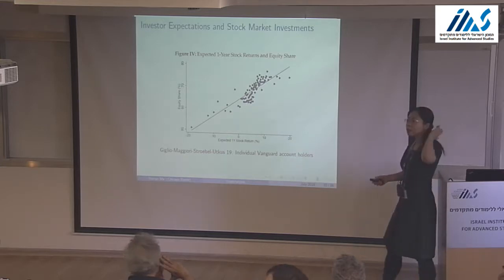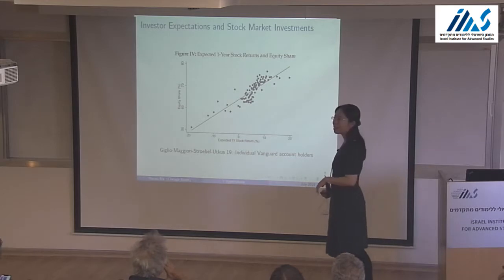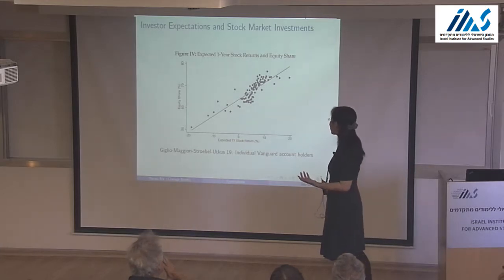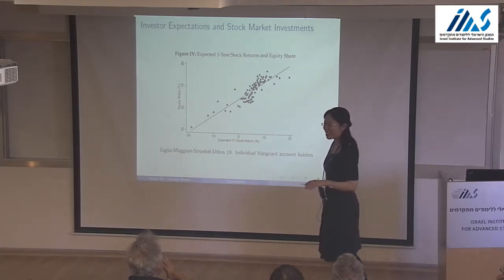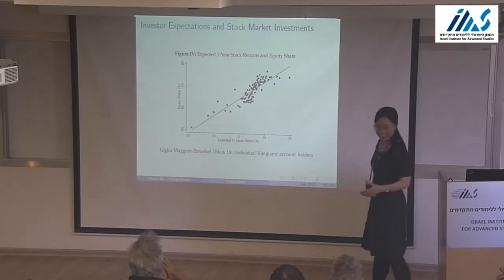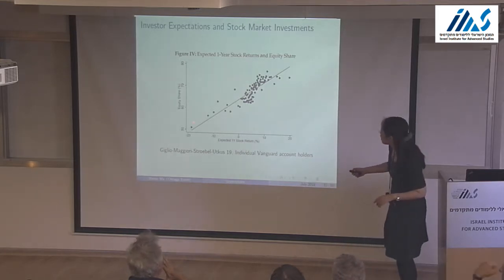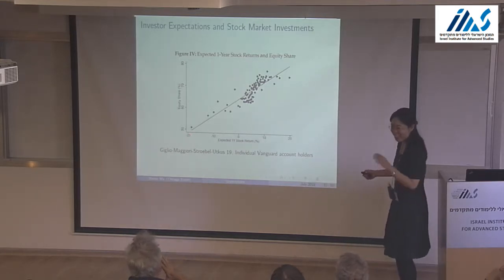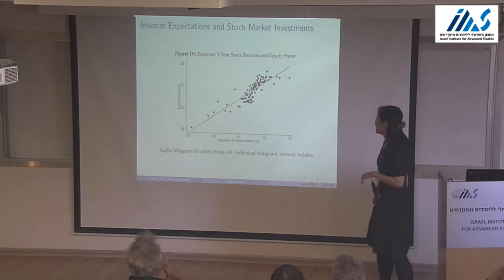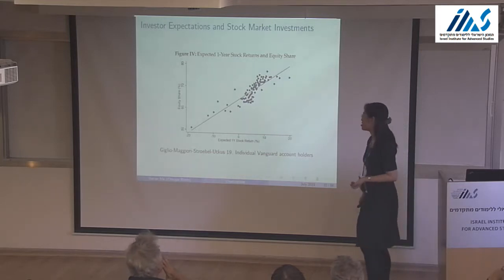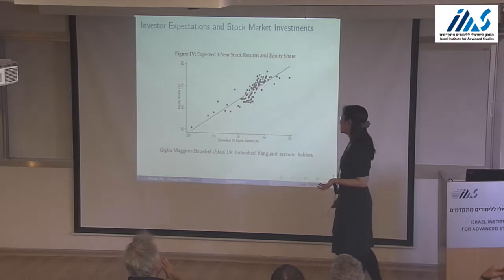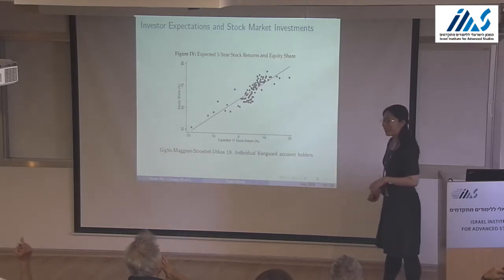Yes? Why are there people with negative 20% expected return? Yeah, so that is a frequently asked question. I've never won. What was the question? The question is why these people invest 50% in stocks while expecting things to drop by 20%. I don't know.